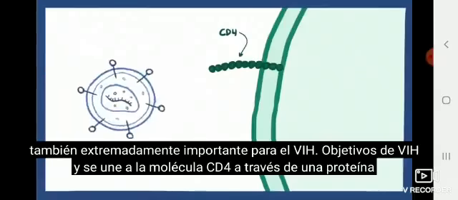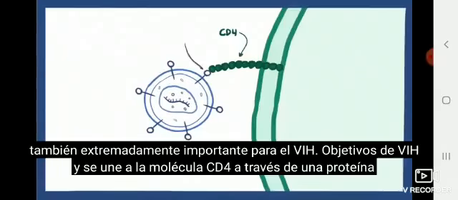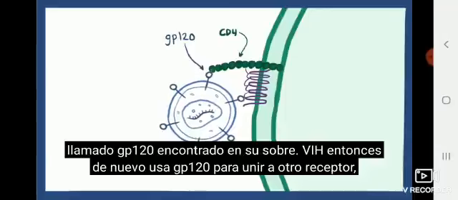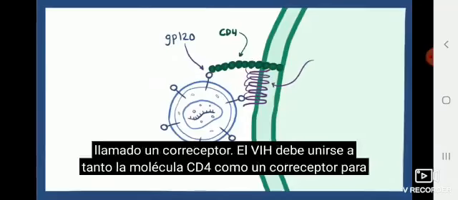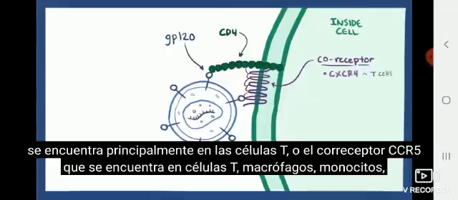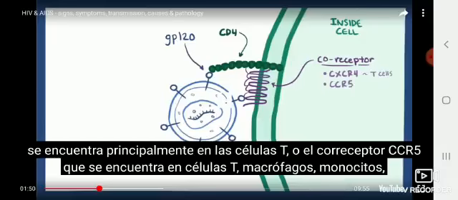HIV targets and attaches to the CD4 molecule via a protein called GP120, found on its envelope. HIV then again uses GP120 to attach to another receptor, called a co-receptor. HIV needs to bind to both the CD4 molecule and the co-receptor to get inside the cell. The most common co-receptors that HIV uses are the CXCR4 co-receptor, which is found mainly on T cells, or the CCR5 co-receptor, which is found on T cells, macrophages, and monocytes.